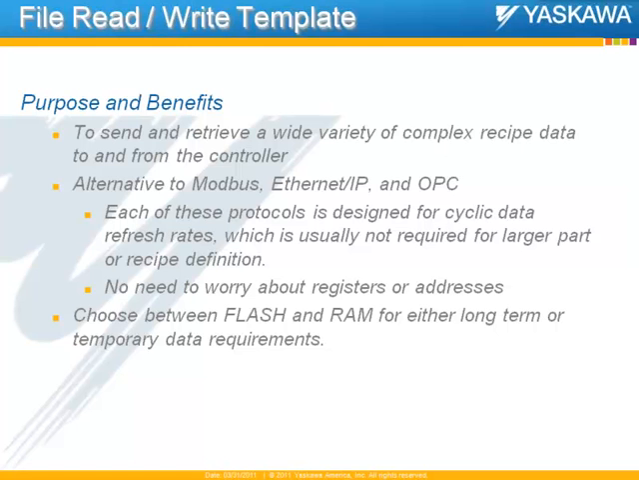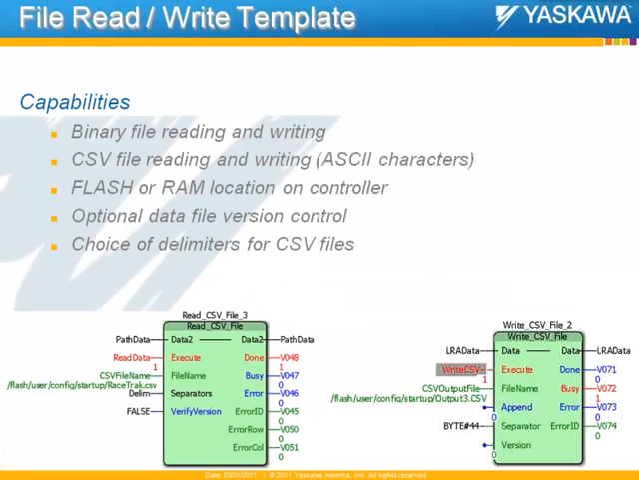And you also don't need to worry about any Modbus registers or IEC addresses to locate the information at. So some of the capabilities: we can do binary files, which you can read or write, or a CSV file, which is basically the ASCII character representation of all the data values. And that's probably a more user-friendly file, easier to read and discern or edit in Excel or to view in Notepad, because it's going to be native to the human being who's reading it.